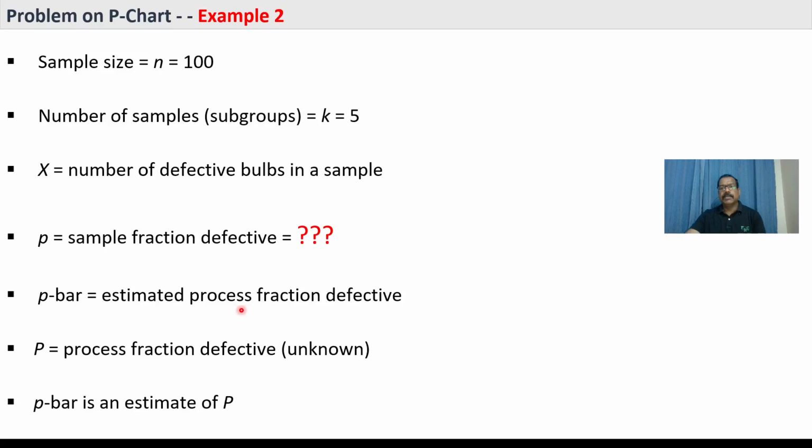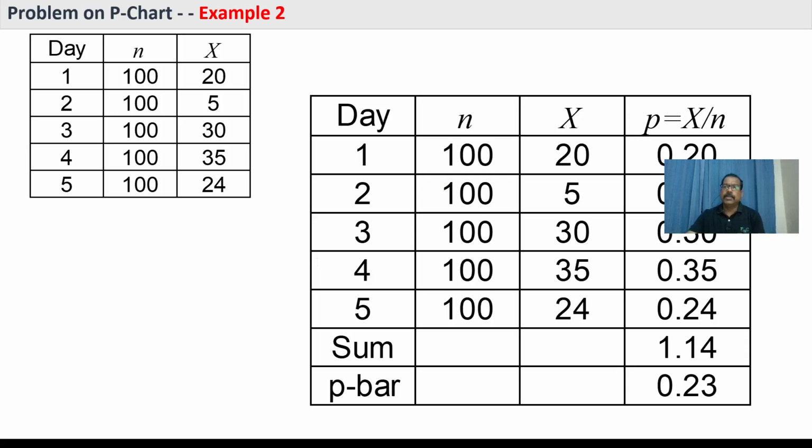Then P bar estimates the process fraction defective. Capital P, the process fraction defective, we don't know. P bar is the estimate of P. So how do we calculate it? These are all the data given: 5 days, each day 100 samples, and the number of defectives for each day. Out of 100, 20 defective. Out of 100, 5 defective. Out of 100, 30 defective. Out of 100, 35 defective. Out of 100, 24. Once you have all this data, you can get the P bar value.